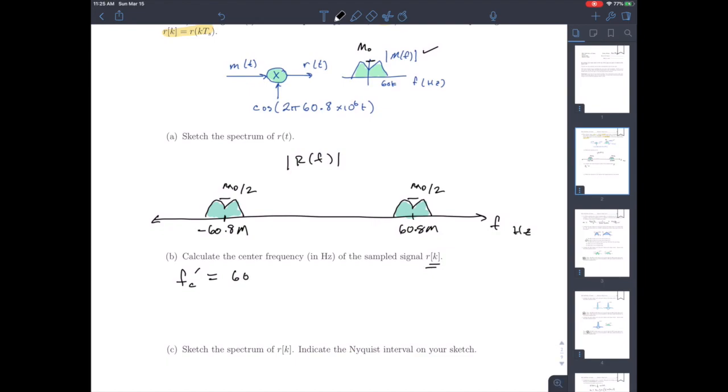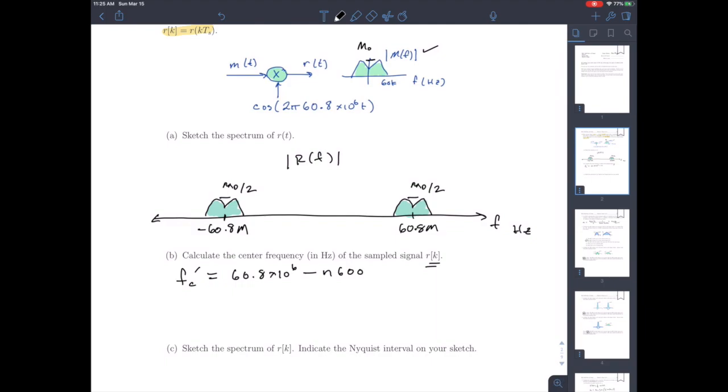Fc prime is the original 60.8 times 10 to the 6th minus some integer multiple of 600 times 10 to the 3rd. 600 times 10 to the 3rd is the sampling rate. What we know from the sampling theorem is that when we sample a signal, it replicates the spectrum every Fs, so Fs is 600 times 10 to the 3rd. n is an integer value, chosen so that Fc prime is in the Nyquist interval. The Nyquist interval is minus Fs over 2 to Fs over 2, so minus 300k to 300k.